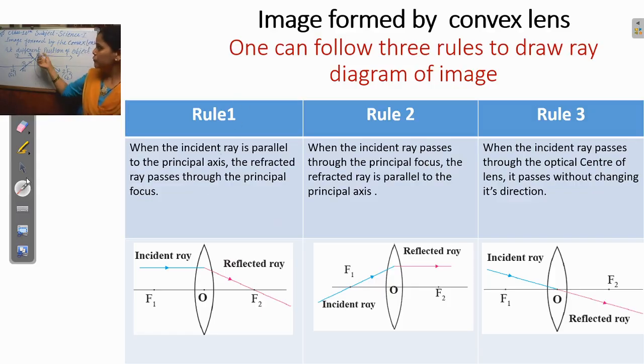If the objects are placed at different positions, we have to draw the ray diagram and determine the position of the image, the size of the image, and the nature of the image. So let's see the first case.